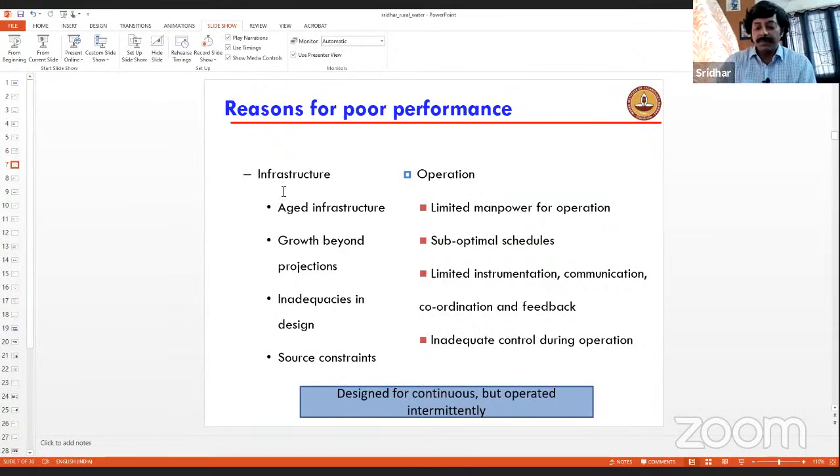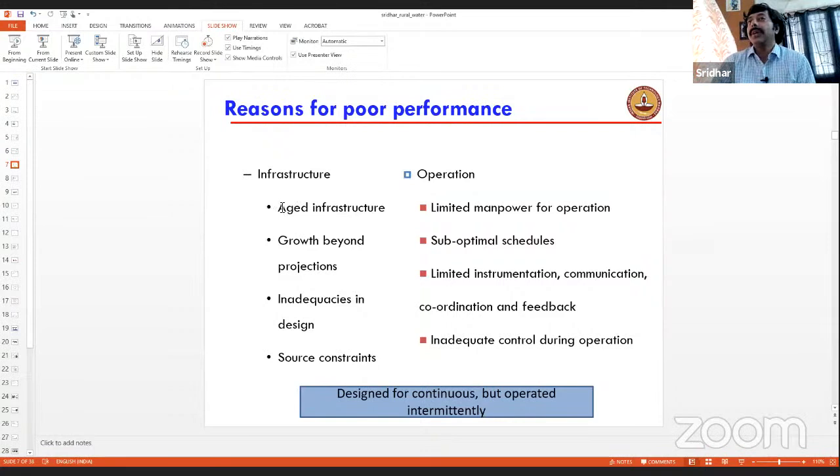I mean, when I say poor performance, in terms of how much water you wanted versus how much water you get, why are the leaks, and why do you get water only for a few hours in a day? Even though the network was really designed for continuous operation, and these networks are designed keeping in mind a 20 to 25, 30-year horizon. So they also anticipate population growth and usage growth and so on. And yet there is a difference in performance.